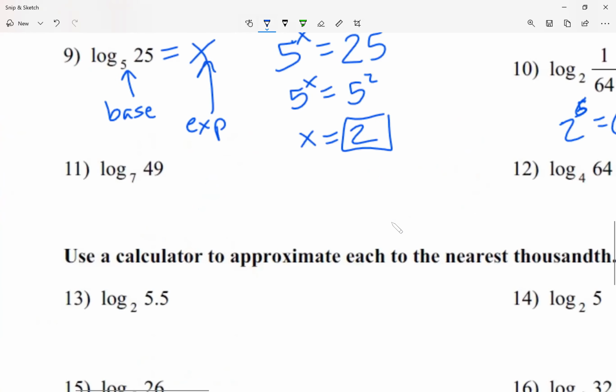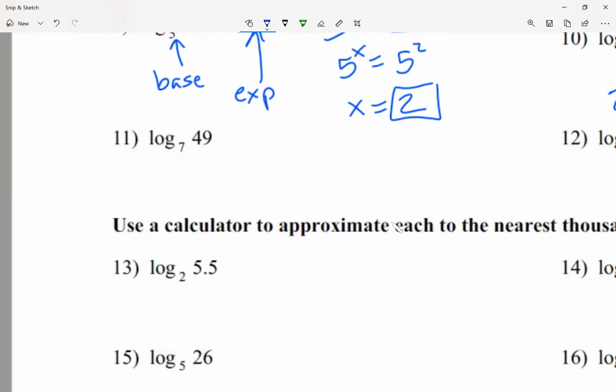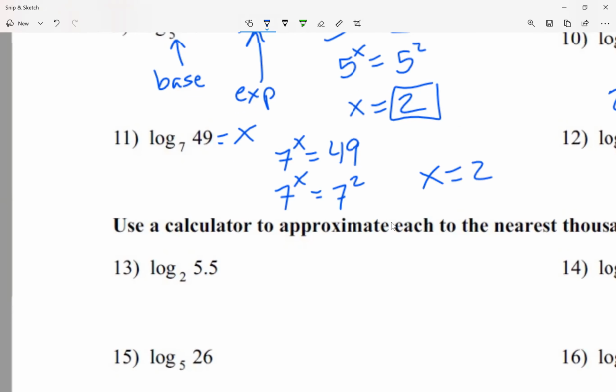All right, let's take a look at the next one. I'm going to say log base 7 of 49 is equal to X. So let me write this as 7 to the X is equal to 49. Let me rewrite this as 7 to the X is equal to 7 squared, right? 49 is 7 squared. Now that I have the same bases, in this case 7, I'm going to let the exponents equal each other, so X equals 2. So there, we solved that this is 2.